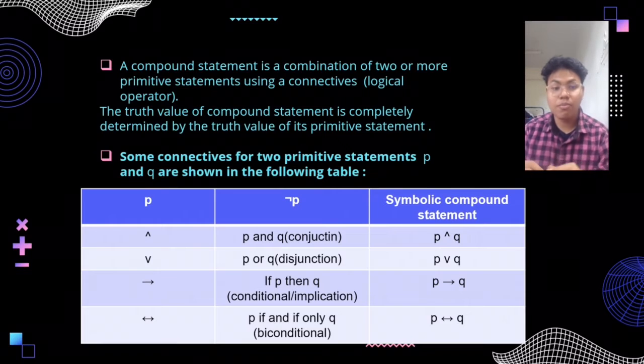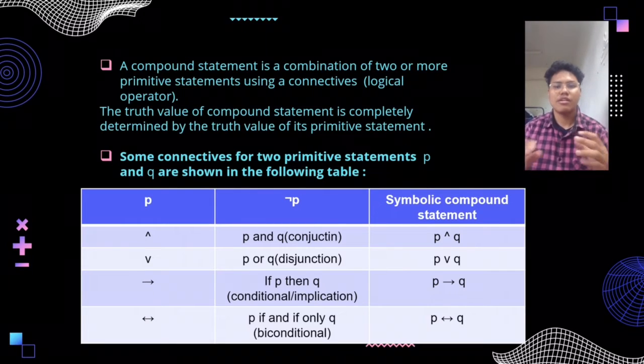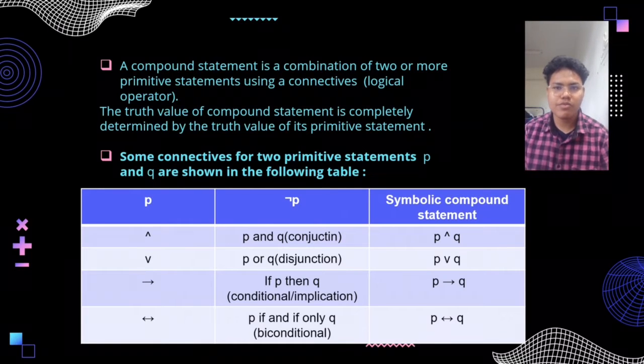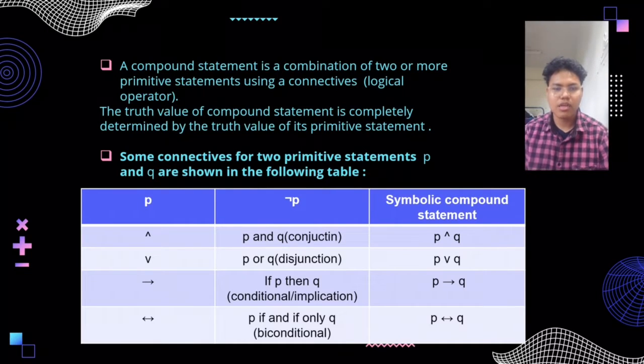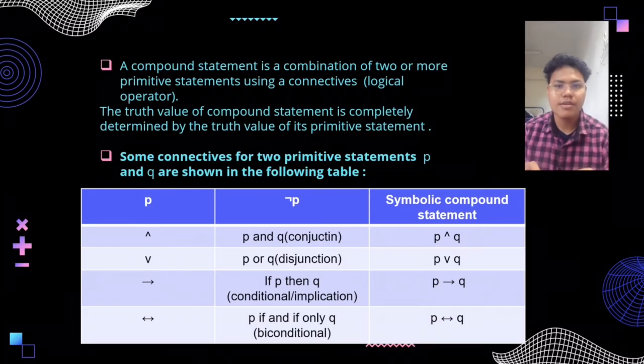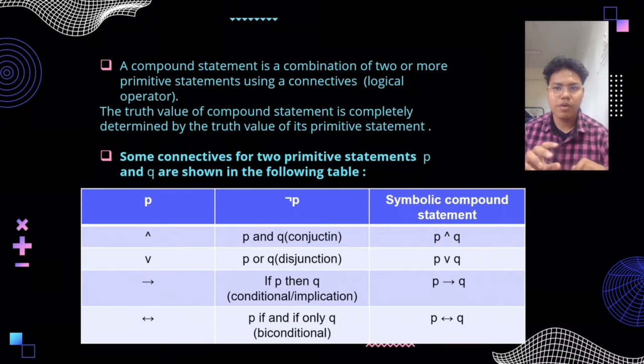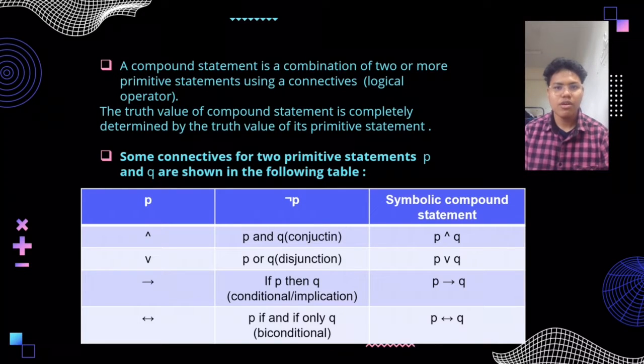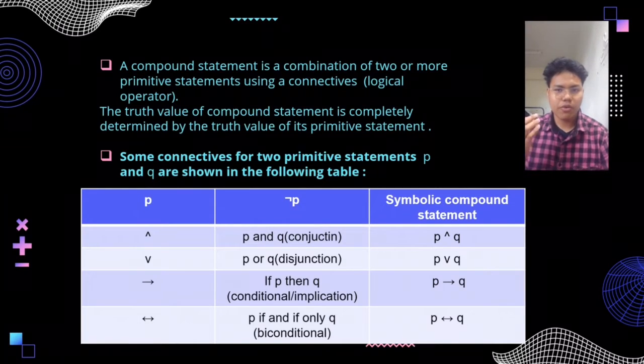Next slide is compound statement. A compound statement is a combination of two or more primitive statements using a connective, also known as a logical operator. The truth value of a compound statement is completely determined by the truth value of its primitive statements. Some connectives for two primitive statements, P and Q, are shown in the following table.